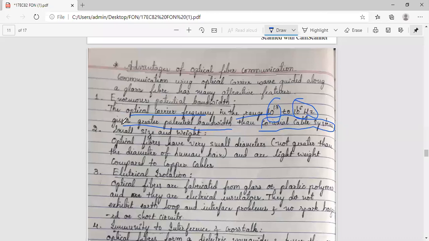Second, small size and weight. Even in your houses, as a decorative item, you might have seen how optical fibers are there, how the light glows at the tip of the fiber. So you can see the size of the fiber, the cable, is very small. Its diameter is not even greater than the diameter of a human hair. You can imagine how small it is. And they are light in weight compared to the copper cables, that is, coaxial cables with copper conductors, which you conventionally use. So the light weight and small size is the second advantage.